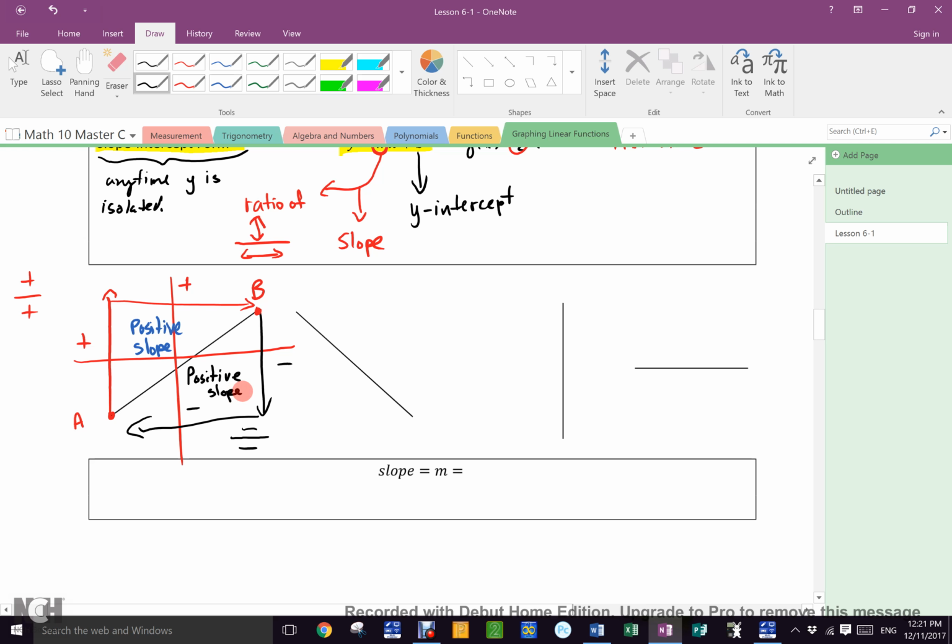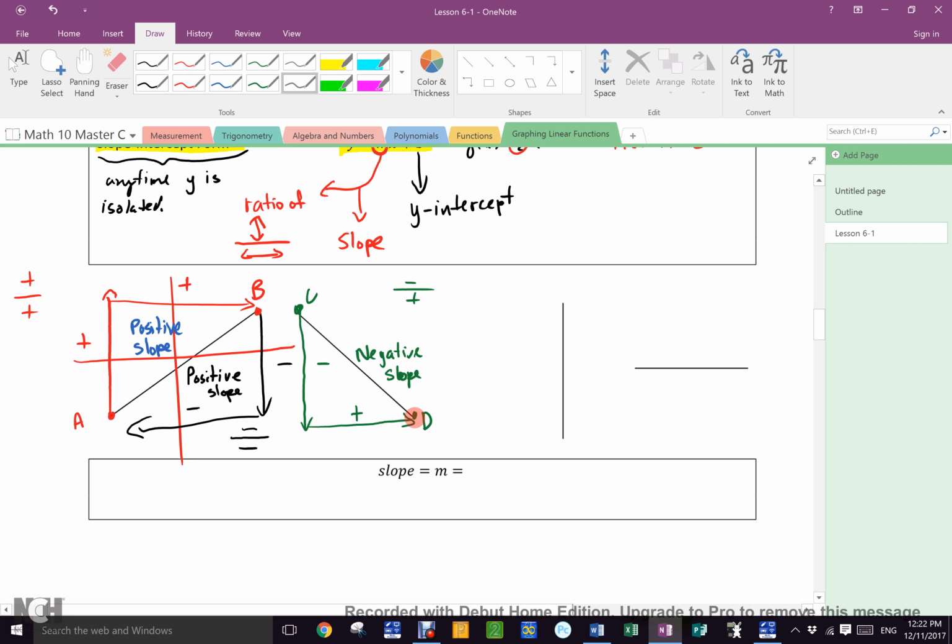Does everybody understand? All right. So now I'm going to use green to do this one. C to D. How do I get from C to D? Okay, I'm going to walk down here. Is that positive or negative? Negative. Then I'm going to turn right. Is that positive or negative? Positive. So that is a negative divided by a positive. Two different signs means what? A negative slope. Does everybody understand? What if I reverse it?